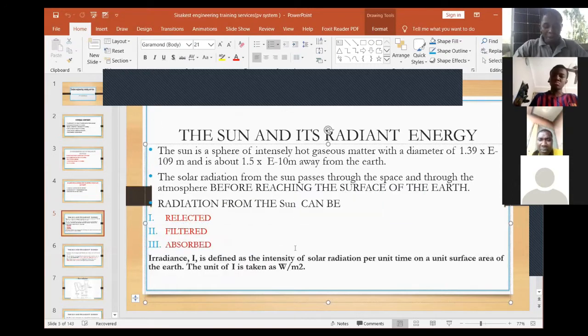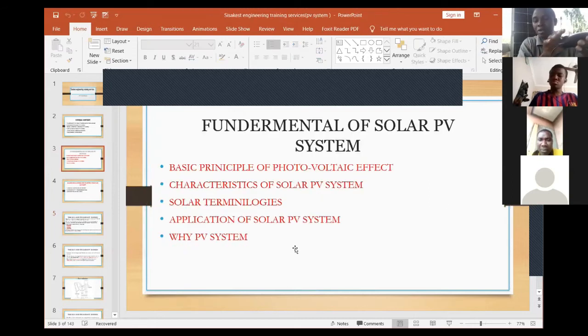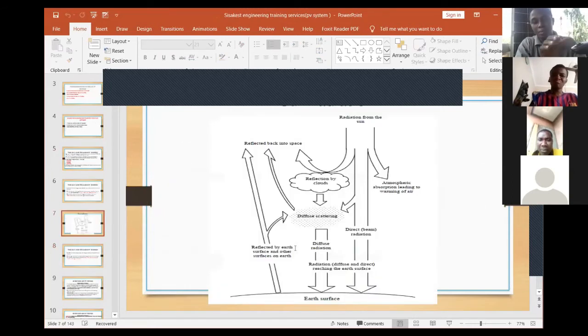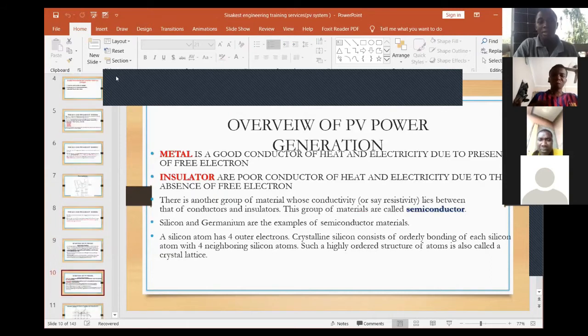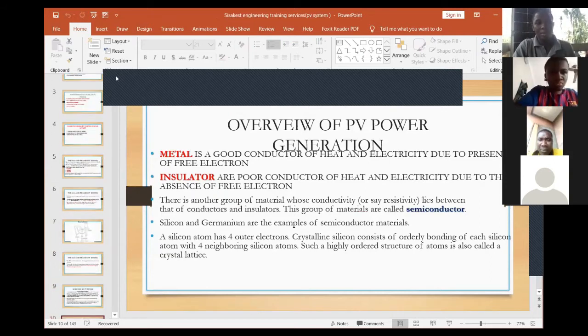So, we know now that the energy from the sun that comes to the surface of the earth has had many things happen to it, but we are opportune to receive an amount on the surface of the earth. That amount is called irradiance. The amount is called irradiance and is measured in watts per meter square.